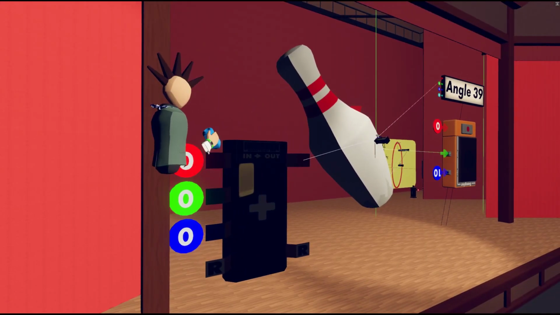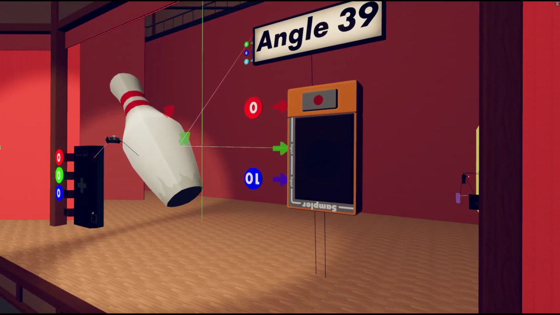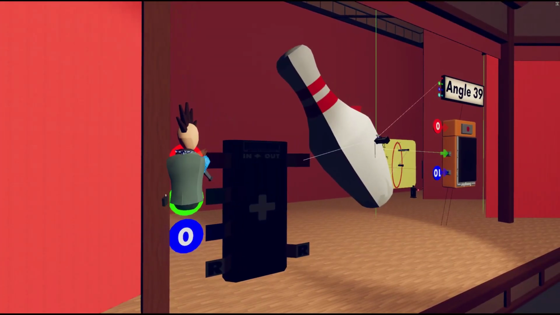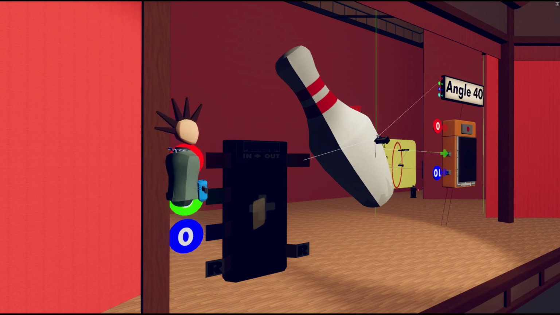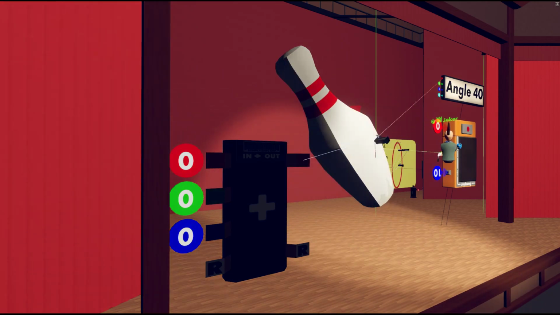39? Okay, close enough. That's just a working little thing. But call that 40 degrees. I wonder if I just... There we go. That's 40 degrees. So right now, this is receiving the number 40, which is setting this tone to a new pitch.